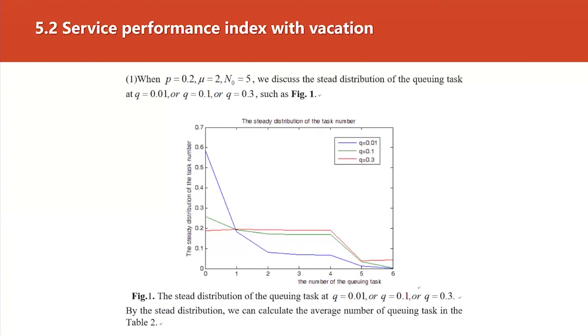The second one is the service performance index with vacation. Okay, when P and N0 are given, we discuss the steady distribution of queuing tasks, as in Fig 1, the steady distribution of queuing tasks. By the steady distribution, we can calculate the average time of queuing tasks in Table 2.